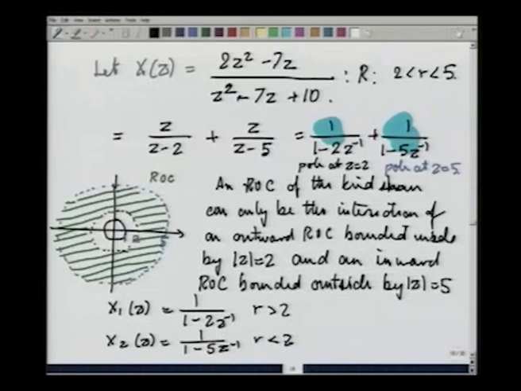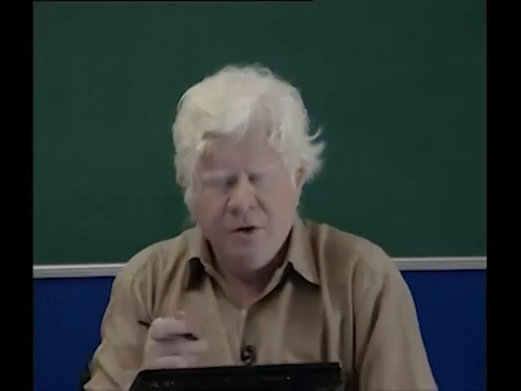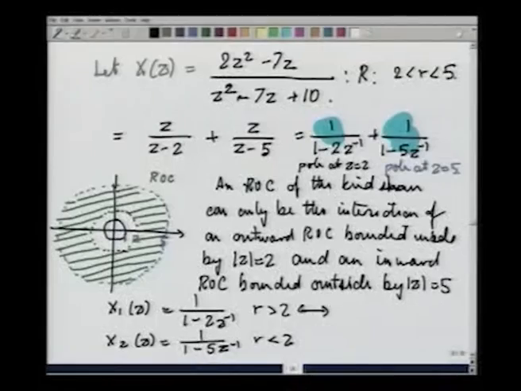Now, what does this transform to? The inverse transform of this will be, this is an outward ROC. An outward ROC will have a signal which is right sided. So, the right sided signal for a form which is a standard form such as this will simply be 2 to the n u[n].